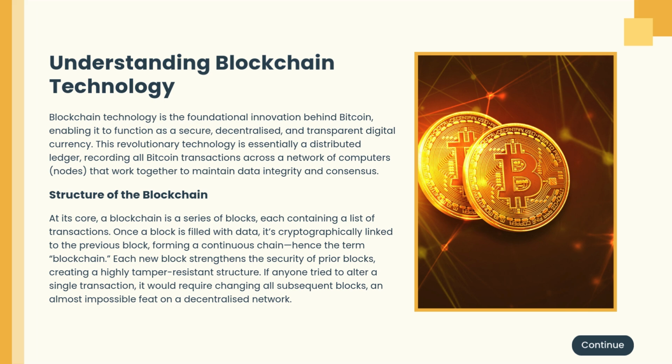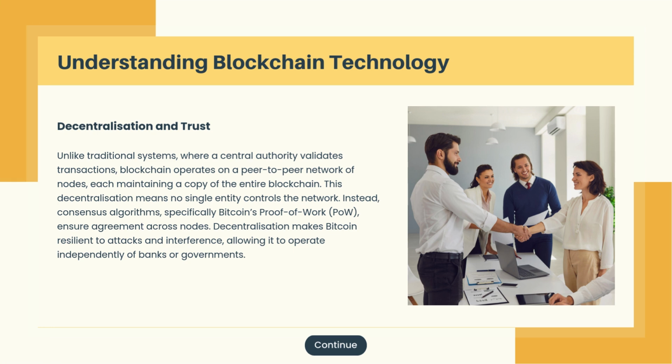Structure of the blockchain. At its core, a blockchain is a series of blocks, each containing a list of transactions. Once a block is filled with data, it's cryptographically linked to the previous block, forming a continuous chain, hence the term blockchain. Each new block strengthens the security of prior blocks, creating a highly tamper-resistant structure. If anyone tried to alter a single transaction, it would require changing all subsequent blocks, an almost impossible feat on a decentralized network.